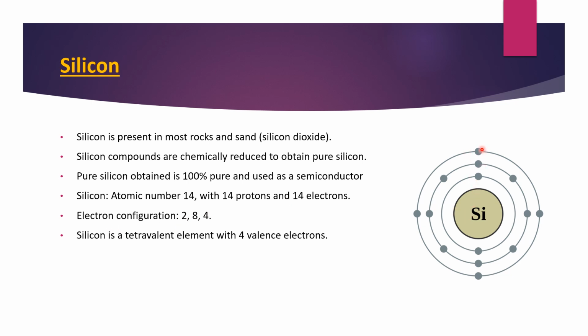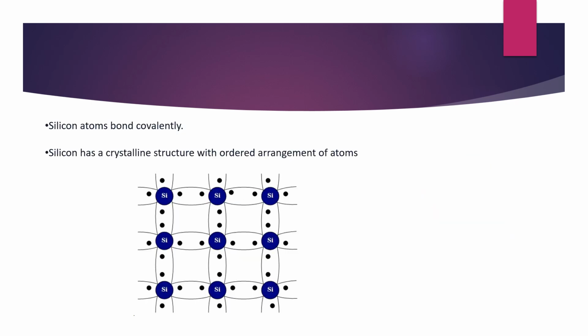Whenever there is 4, we call it tetra. Valent means valence electrons, tetra means 4. So we can say that silicon is a tetravalent element. There's one terminology called tetravalent, having 4 valence electrons. So this is the individual atomic structure, but no atom ever occurs in nature as an individual. It occurs in a crystal compound.